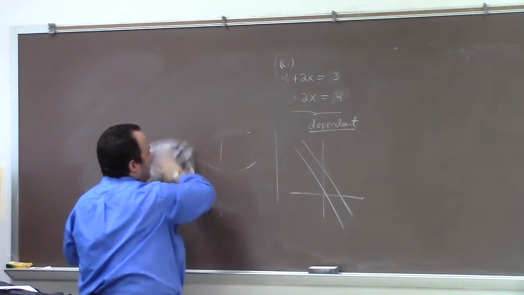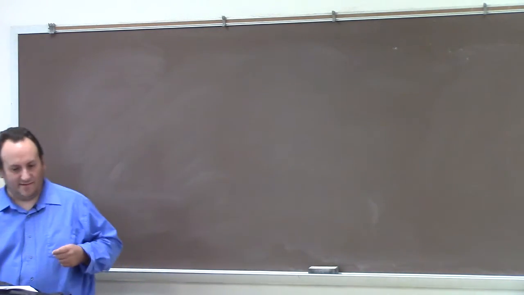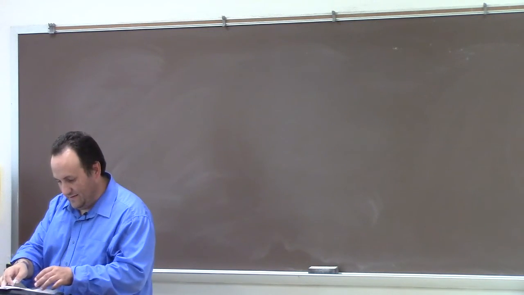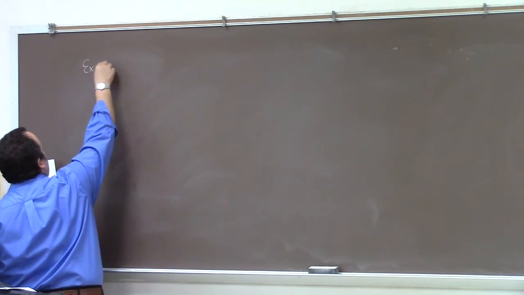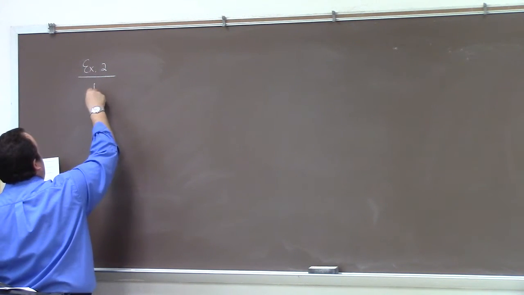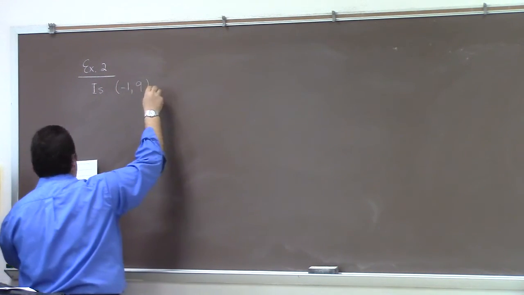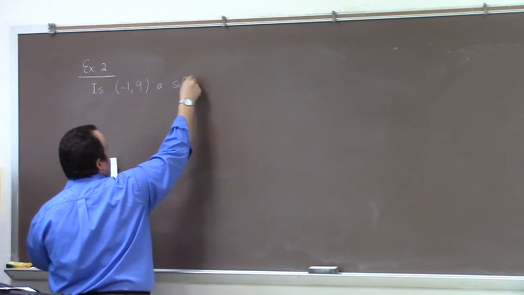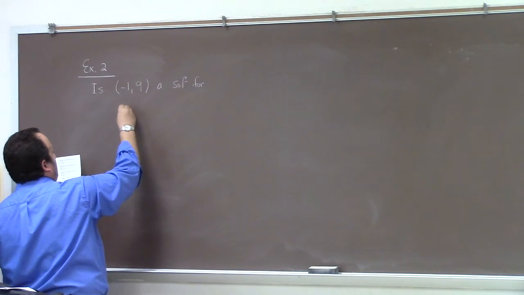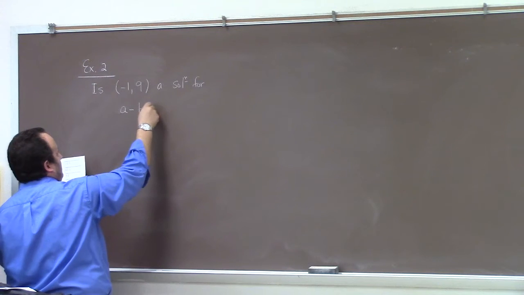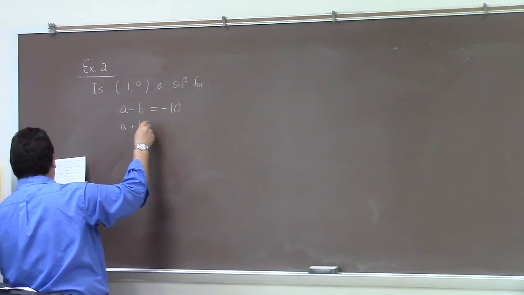Exercise 2. Okay, so we shouldn't have any ambiguity for the rest of today. That should be it. Question 2, and this one's a little bit easier actually. Is (-1, 9) a solution for a minus b equals -10 and a plus b equals 8?